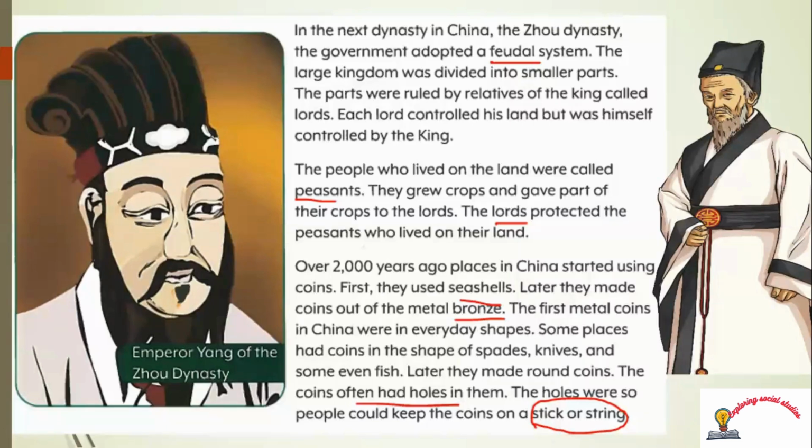Over 2000 years ago, places in China started using coins. First, they were seashells. Later, they made coins out of the metal bronze. The first metal coins in China were in everyday shapes. Some places had coins in the shape of spades, knives, and some even fish. Later, they made round coins. The coins often had holes in them. The holes were so people could keep the coins on a stick or a string.